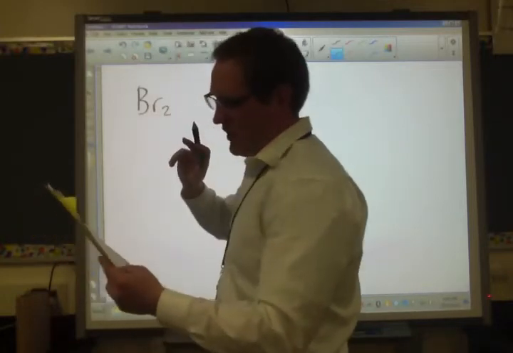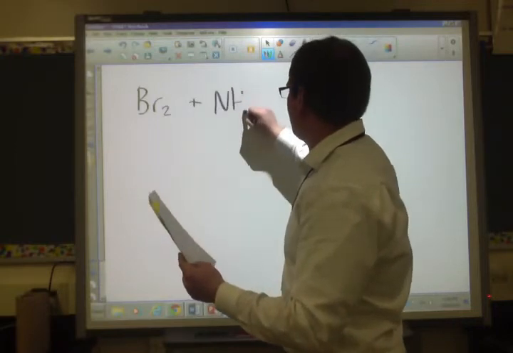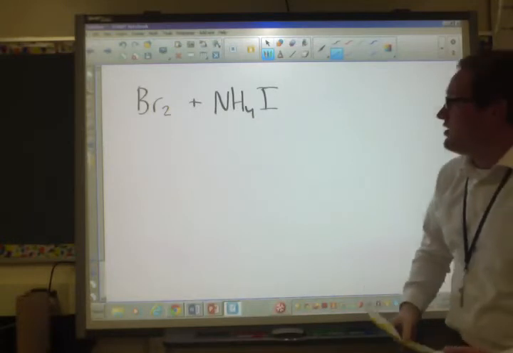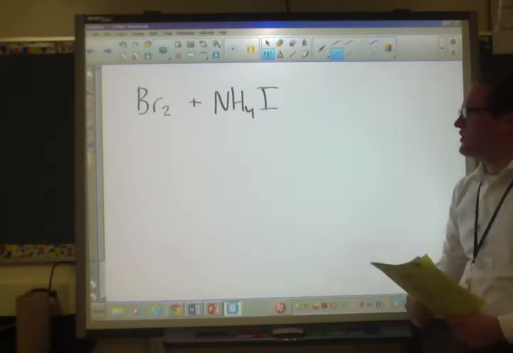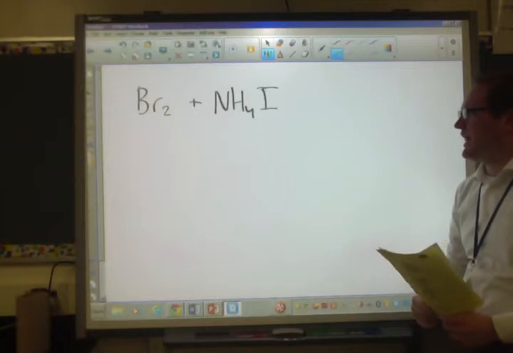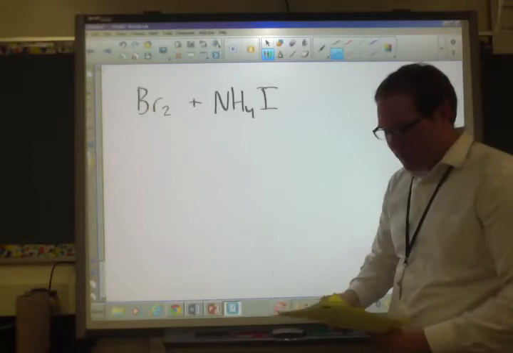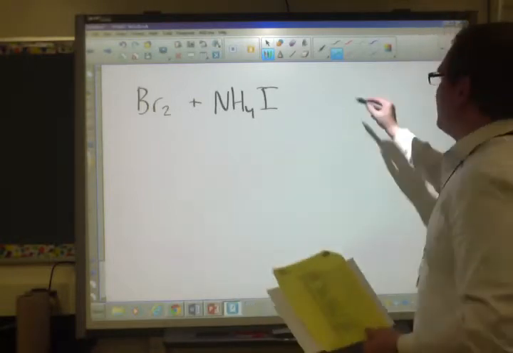Bromine plus NH4I, ammonium iodide. Single replacement reaction. I have one thing trying to bump its way into two. So the bromine is going to try to bump the iodine here because they're both the anions. So is bromine strong enough to bump iodine? I'm going to check my chart. Yes, it is. Bromine is above iodine.